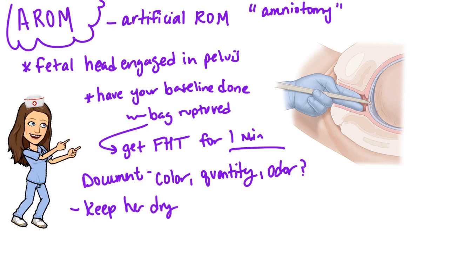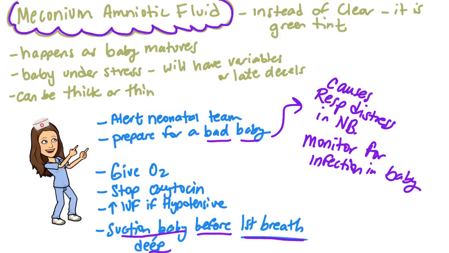We want to monitor temperature. So now her membranes are ruptured, she's at risk for infection, and we will monitor her temperature every 2 hours and report anything more than 100.4.